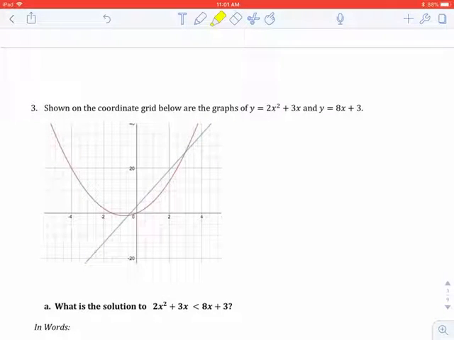Hello again. We are taking a look at problem 3, and we're looking at these two functions. So first thing is it's actually graphed for you over here. If you want to graph on your calculator, try that, but pay attention to the scaling.